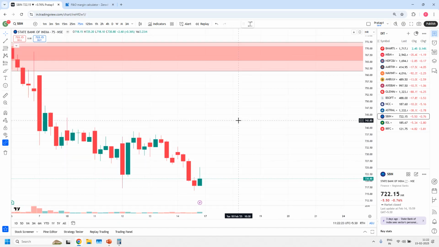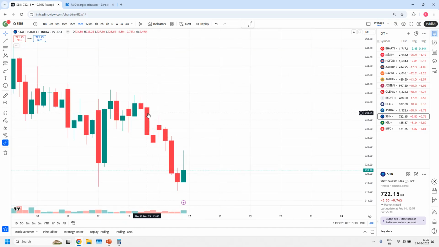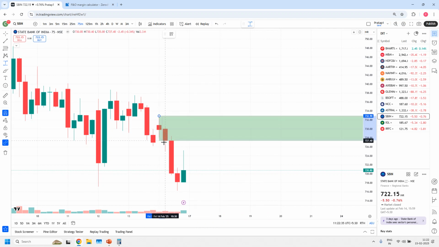Okay, now what is the latest newly created? This is the one: rally, 3 base candles and a drop candle. This is the new 75-minute zone. Let me draw.